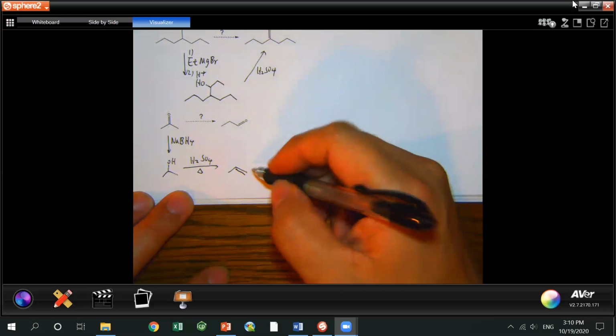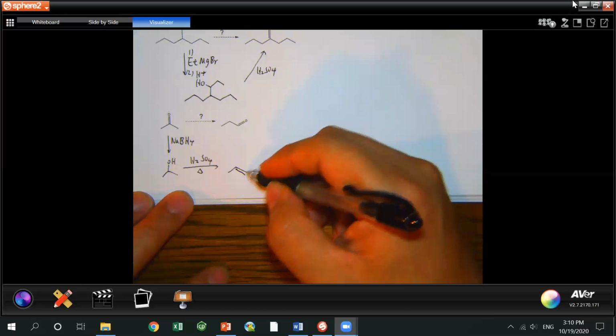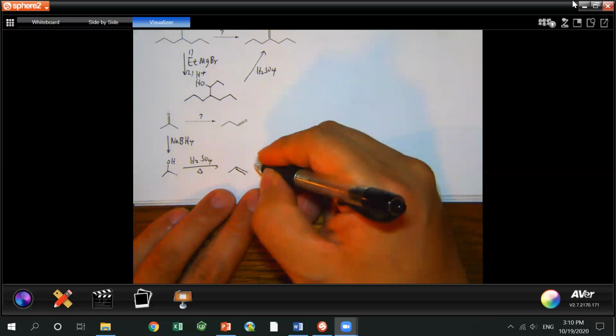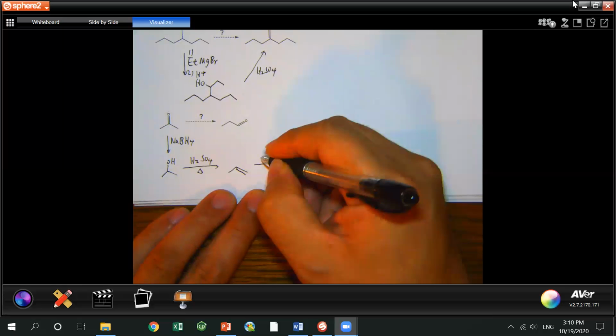Right, so now we need to put some handle on here. So that's the addition reaction, an anti-Markovnikov addition. So we only learned one reaction for that, the hydroboration-oxidation reaction.